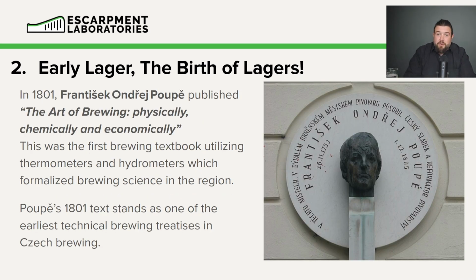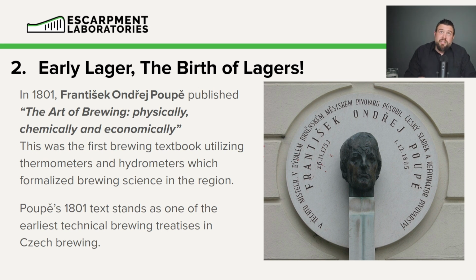So how did this all start? Well, one of the first well-documented textbooks or pieces of literature that allowed people to improve the quality of beer making was written by, sorry, I'm going to say this incorrectly because it's Czech, Franciszek Ondrej Poupe. I always call him Poupe. He published The Art of Brewing Physically, Chemically, and Economically.